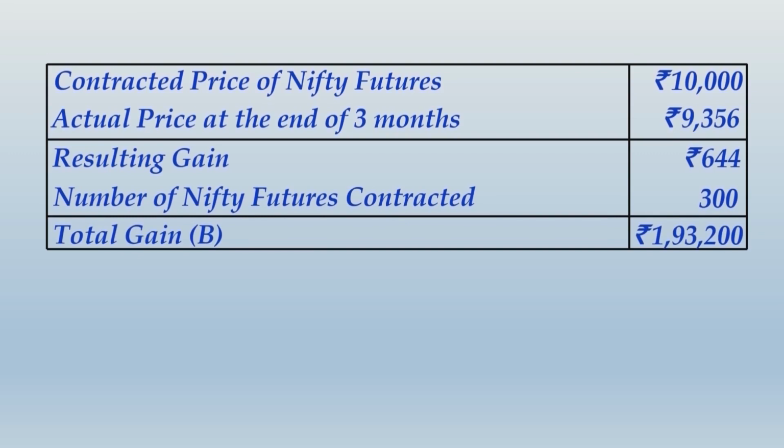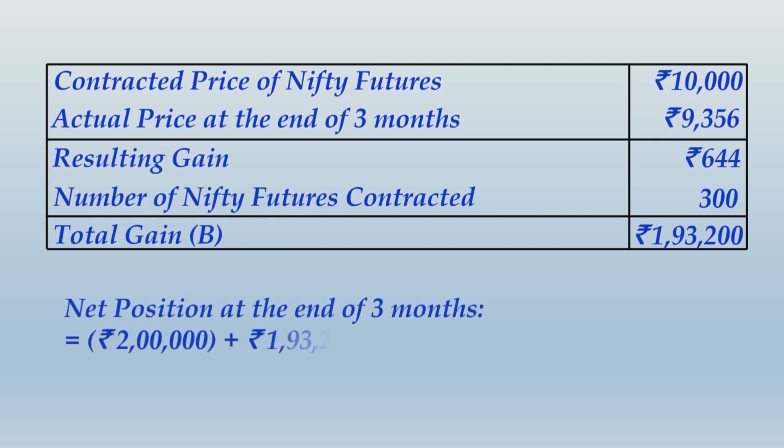We have suffered a loss of 2 lakhs in the stock portfolio, and we have made a gain of 1,93,200 in Nifty futures. The overall net position is a loss of 6,800. Though we have planned a perfect hedge, it is not necessary that the actual outcome will be exactly zero. Understand, the three scenarios we observed earlier were all expected by the investor, and what we find now is the actual scenario on expiry of 3 months. So note this down, and it will be the end of the solution.